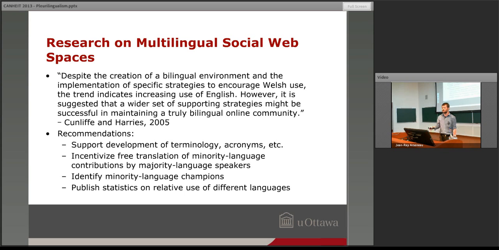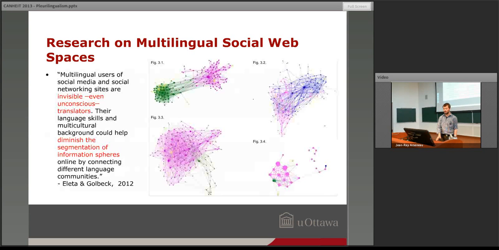And especially considering the official use of language, which often does not encourage abbreviations, helping your community define that is important. Incentivizing free translation was one thing he recommended. And identifying minority language champions was a great way to bring in extra people into the community, and to publish statistics on relative use of different languages, because transparency, he hoped, could increase the use of the minority language. But why is it so important to have multilingual spaces on the internet?